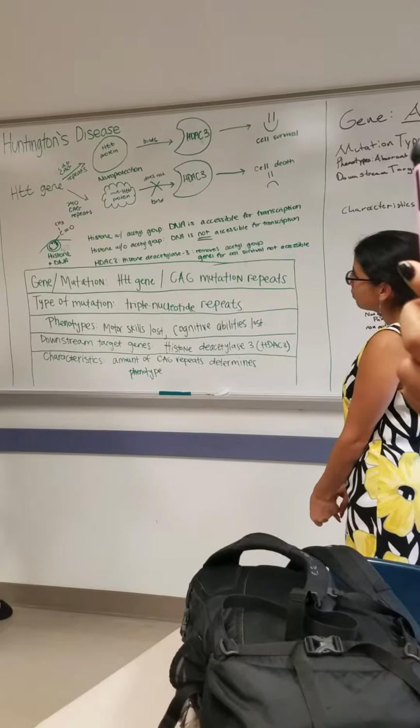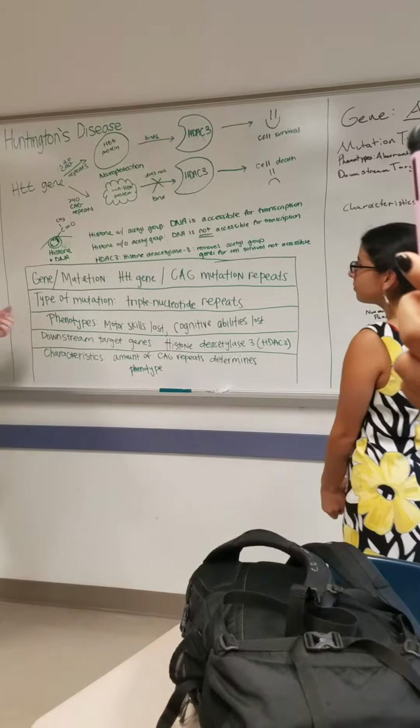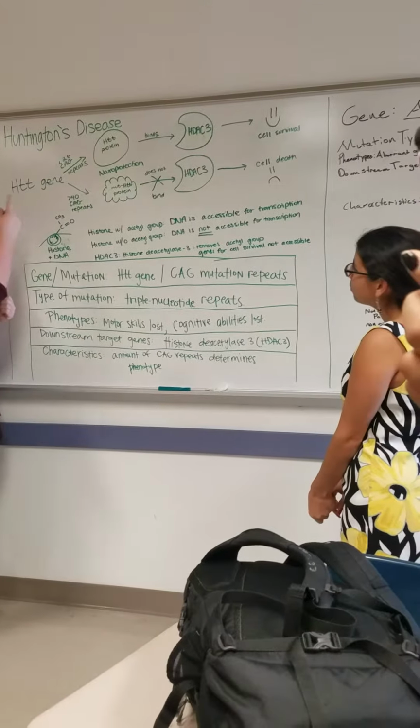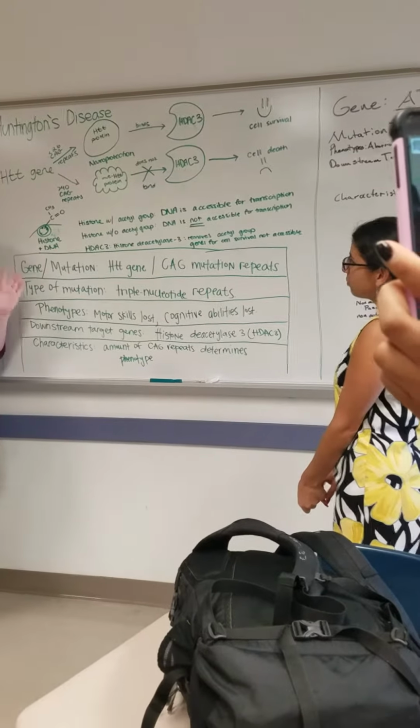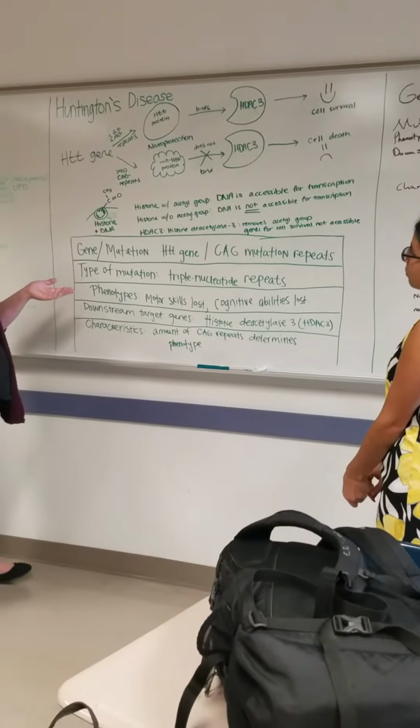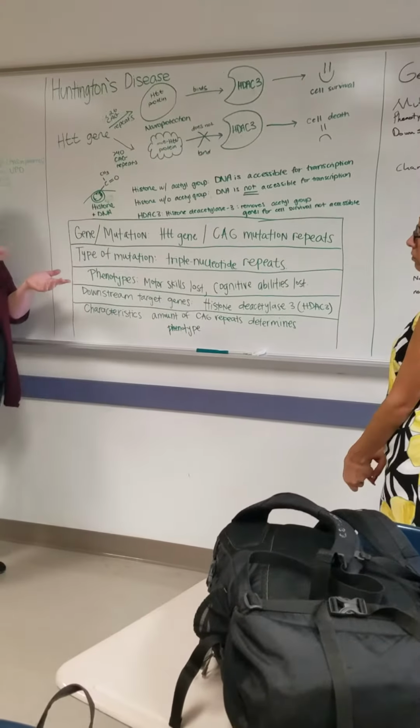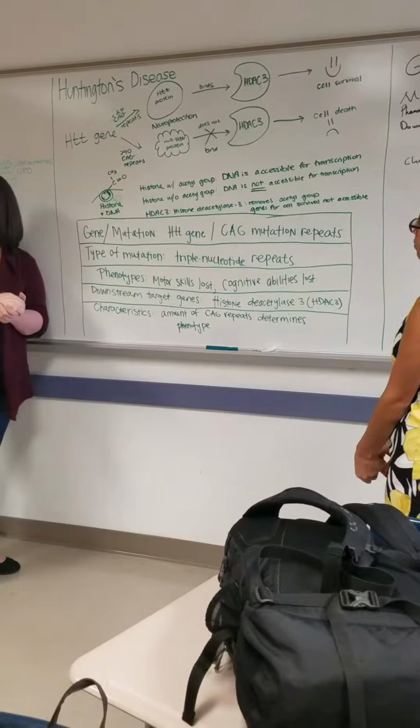I also wanted to mention that less than 26 CAG repeats is the normal function. Between 36 to 39 is reduced penetrance, and more than 40 is full penetrance.